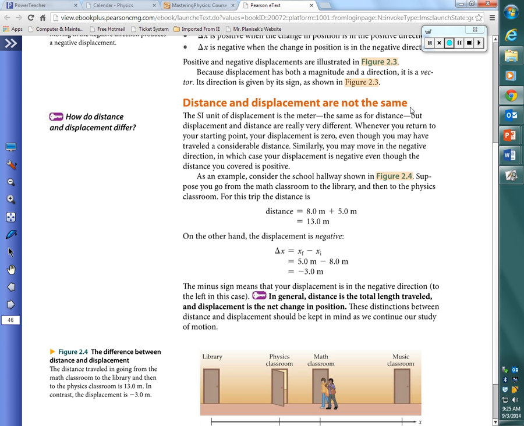Are we determining positive and negative? Yes, at this point, because in one dimension we only have two options, right? So you either have right or left.